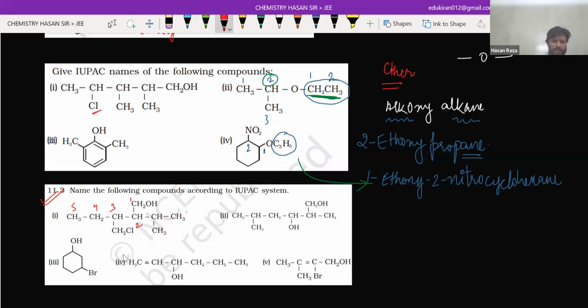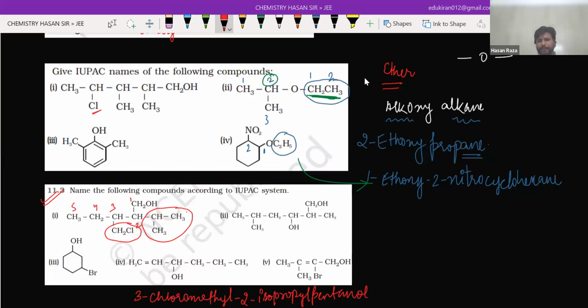Okay, see, first of all, the name: this is your chloromethyl, so I'm going to write 3-chloromethyl. And then at the second position, what is this? 2-isopropyl. This is your common name, isopropyl. And how many carbons in the parent chain? 5, so pentane-1-ol, or pentanol, we can directly write. Very good. Isopropyl, we can also call it sec-propyl, right? Secondary propyl, like secondary butyl. Yes, it is secondary.